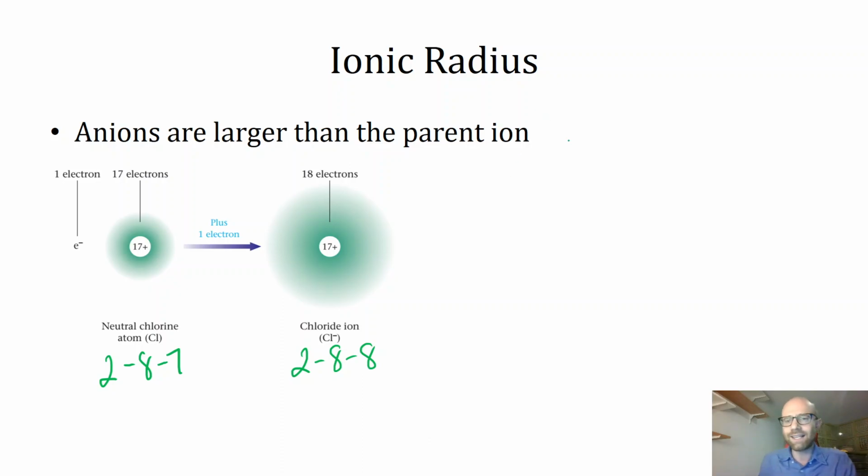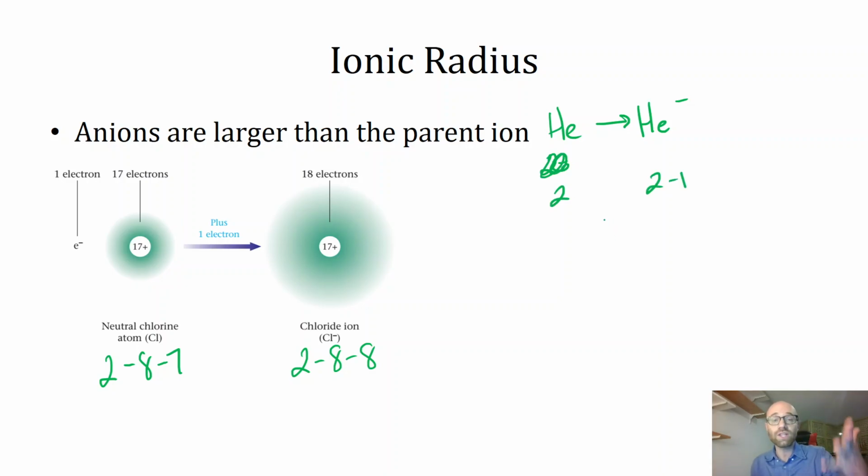It might make sense to say if you had, say, a helium atom becoming a helium anion, that you're going from 2 to 2,1, right? You're adding a whole energy level. So of course that would get larger. It might be slightly less intuitive that the chloride ion is larger than a chlorine atom.